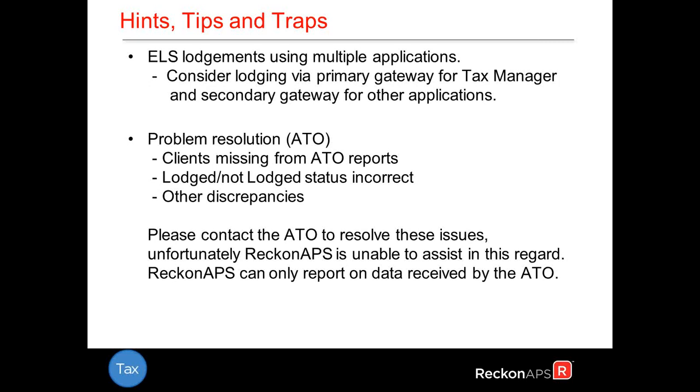What that will do is the primary gateway is the only gateway where the ATO will make available your AB and AI reports. So it's impossible then for the AB and AI reports to be downloaded by your third-party application if it's set up correctly.